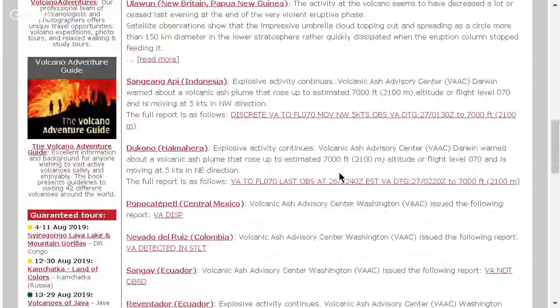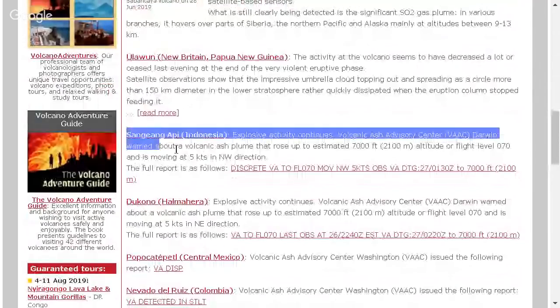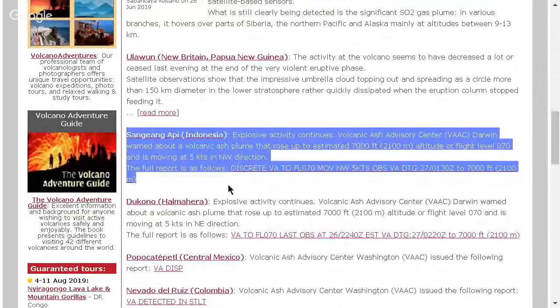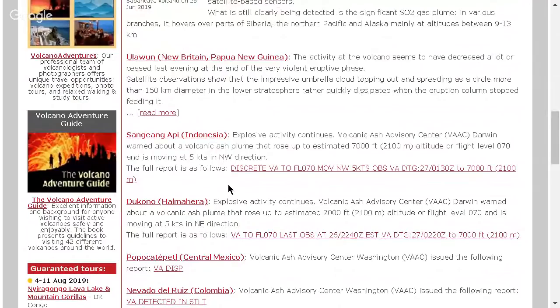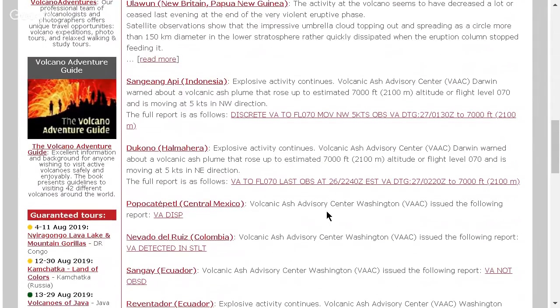Damn, look at the list. Here's another one on the list. Sangeang Api in Indonesia. Okay. Sangeang Api. Explosive activity there. Haven't heard of that one before. The 7,000-foot ash plume. Please don't attempt to do a back handspring over that. Tokono, still producing a 7,000-foot ash plume.